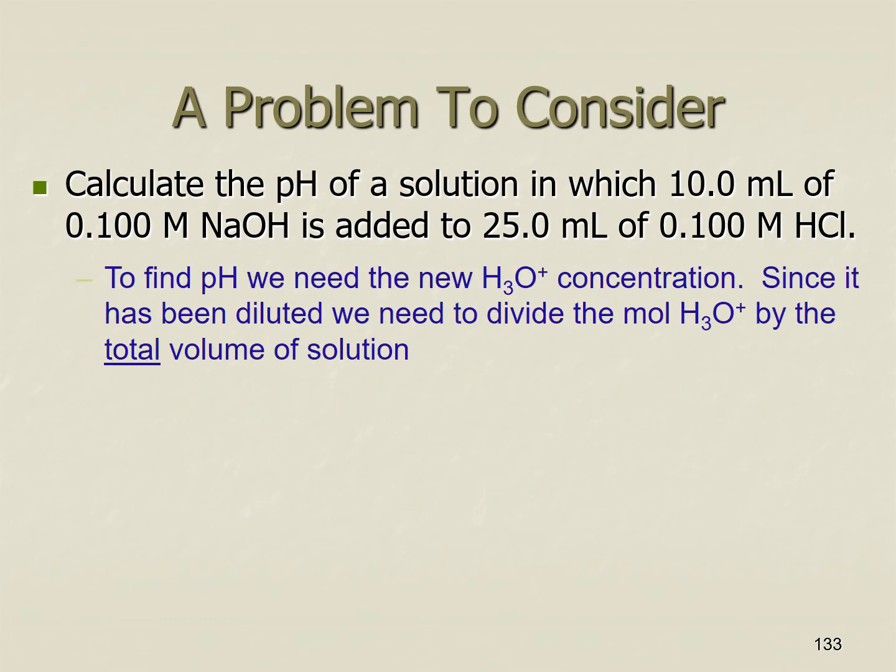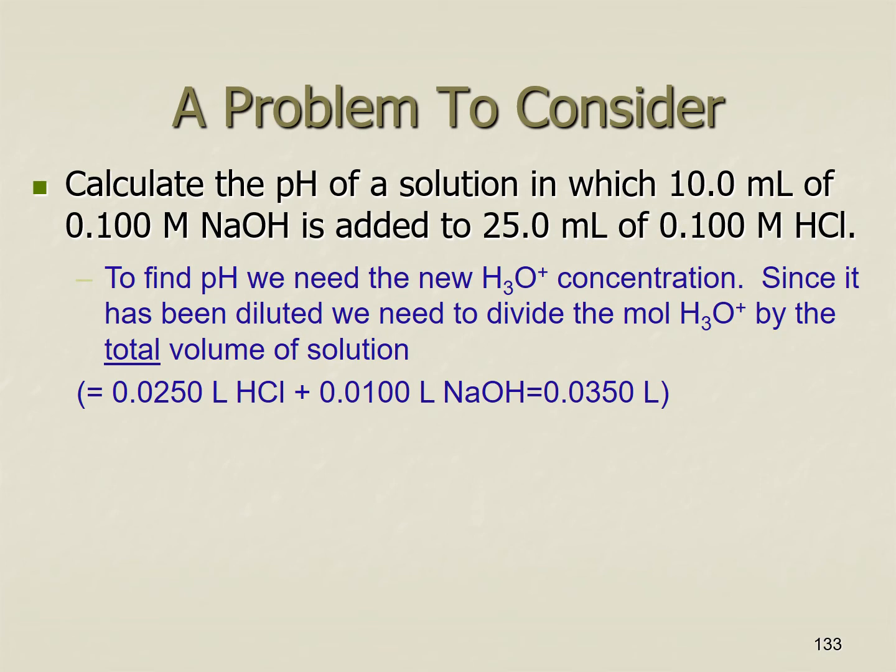So to find the pH, though, we need the H plus concentration. So remember, we have to divide by the volume. But be really careful because our volume has changed. We started out with 25 milliliters, but we've added 10 milliliters. So now we have a total of 35 milliliters, or 0.035 liters. So we have to divide by the total volume.